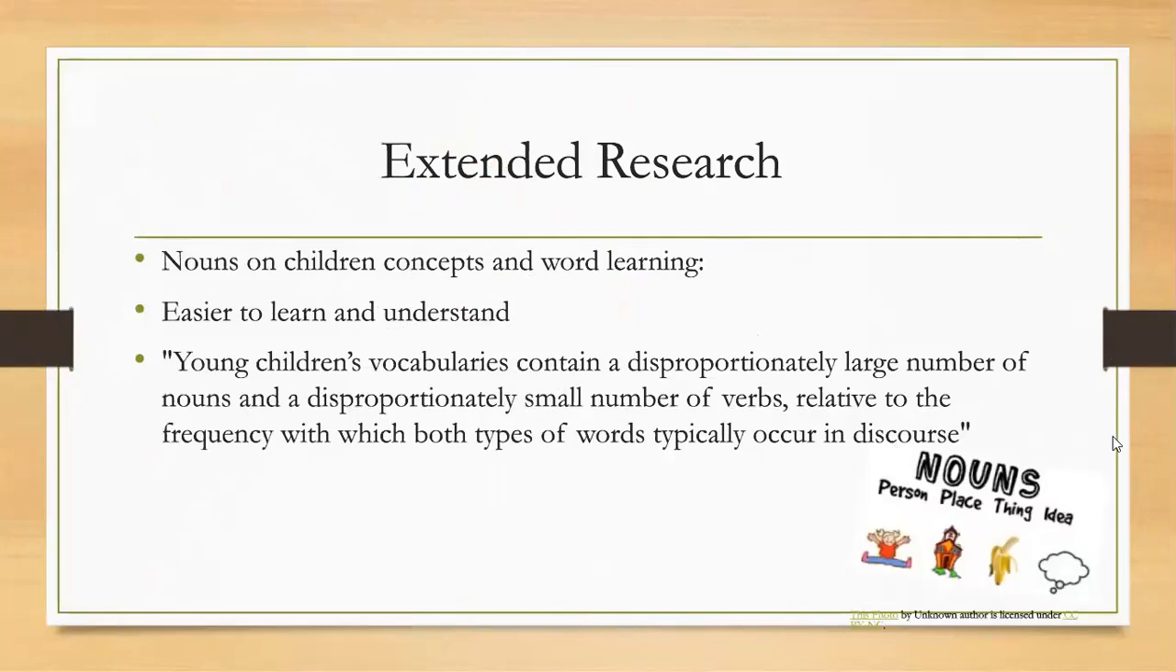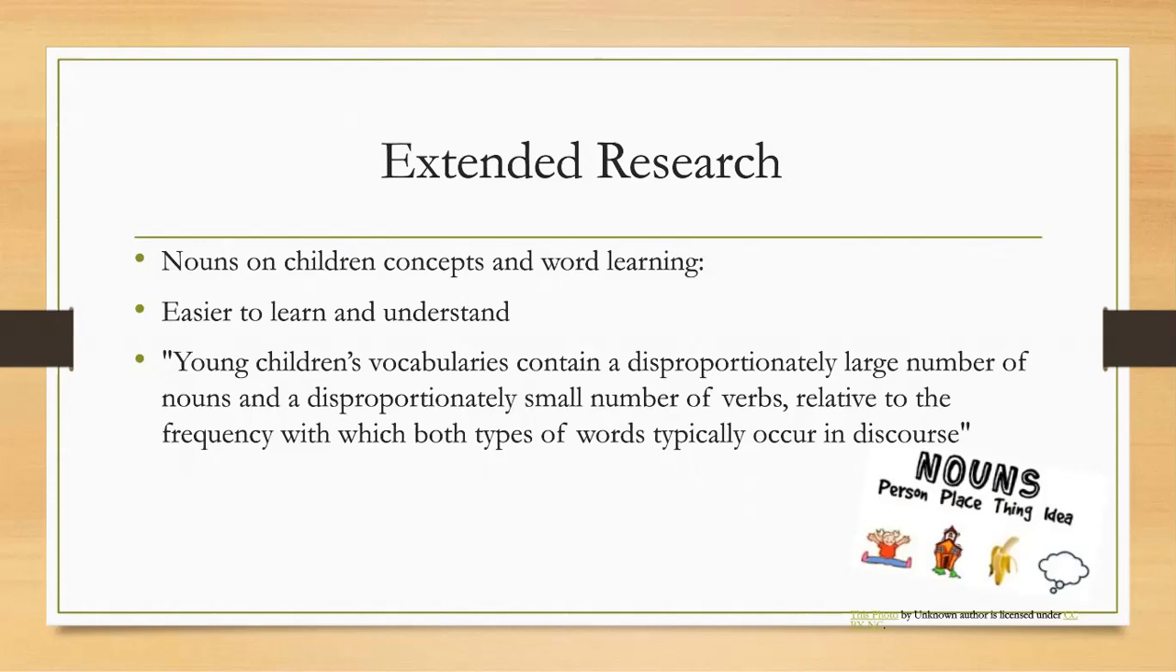Some more extended research based off what I was previously talking about: nouns in children's concepts and word learning. These are easier to learn and understand. Quote, "Young children's vocabularies contain a disproportionately large number of nouns and a small number of verbs relative to the frequency with which both types of words typically occur in discourse."